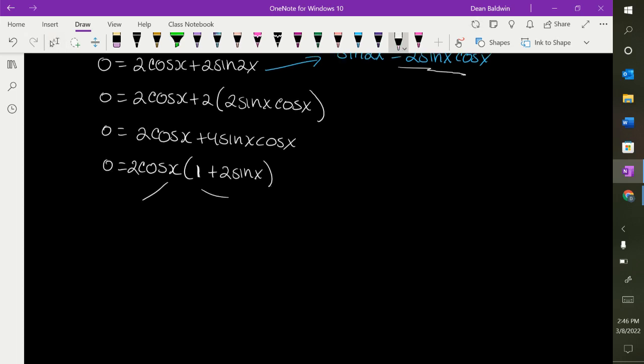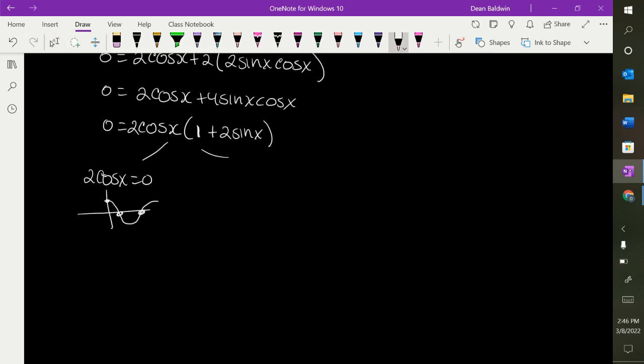So you solve both of these. Where does 2 cos of x equal 0? Well, if you remember the cosine graph, cosine is 0 at 90 and 270. You can do it in rads or degrees. It doesn't actually matter. I'll do it in degrees. 90 and 270. So my critical numbers for that are 90 and 270.